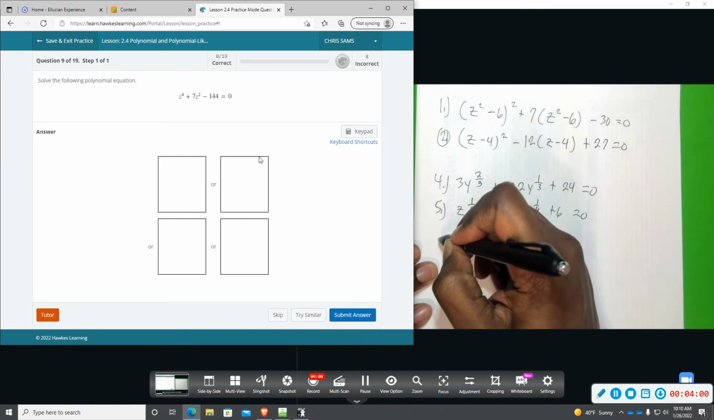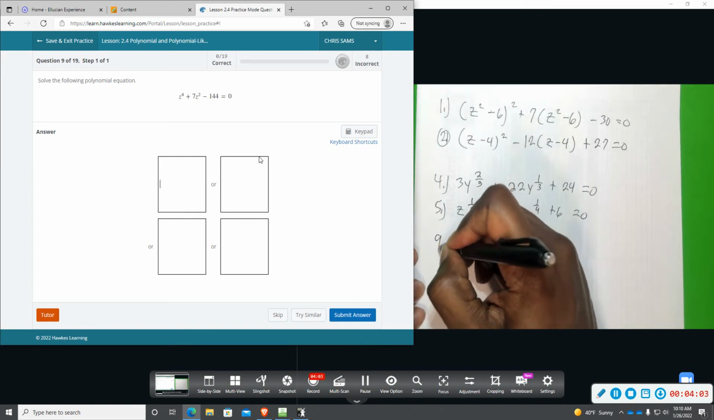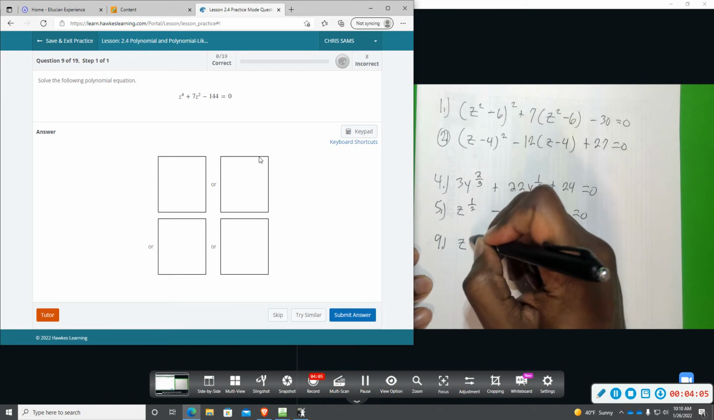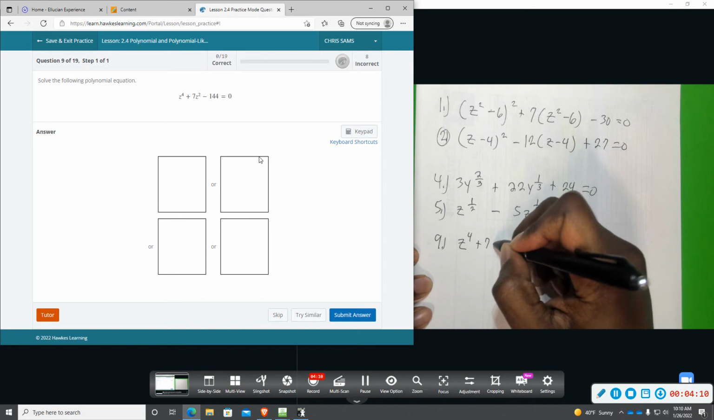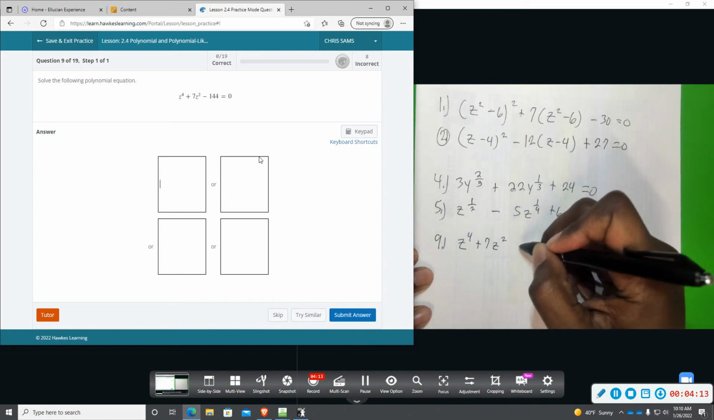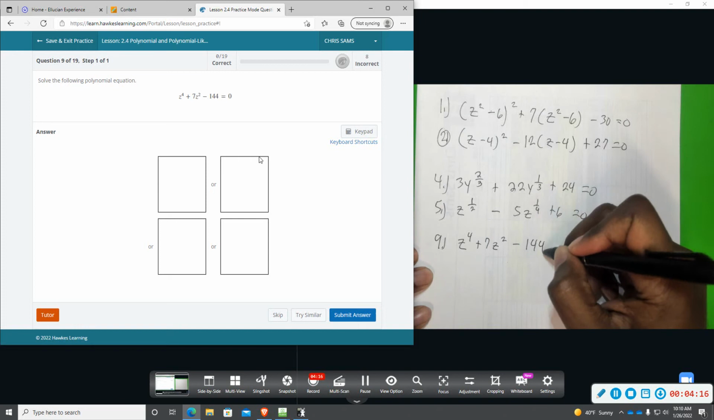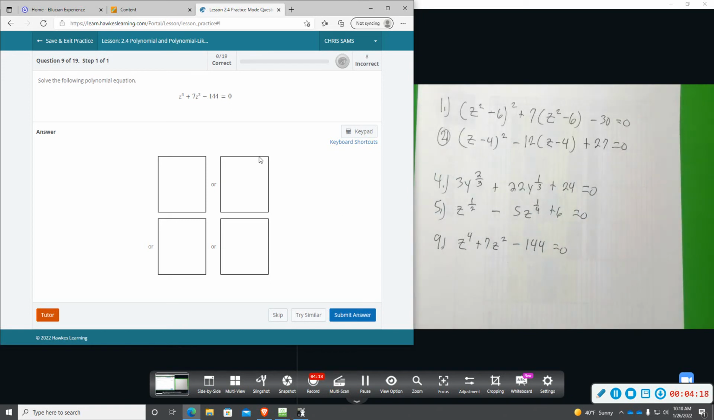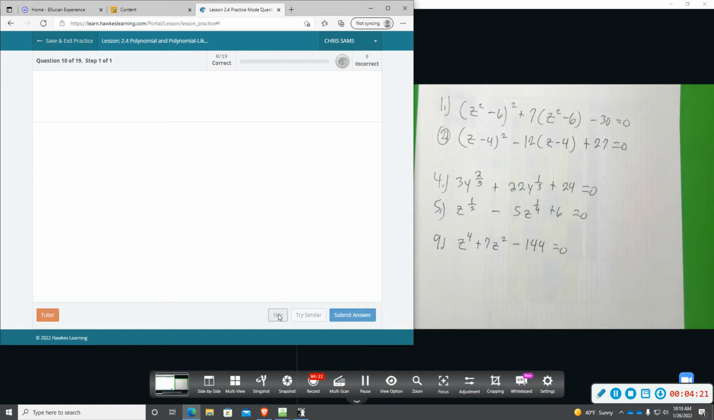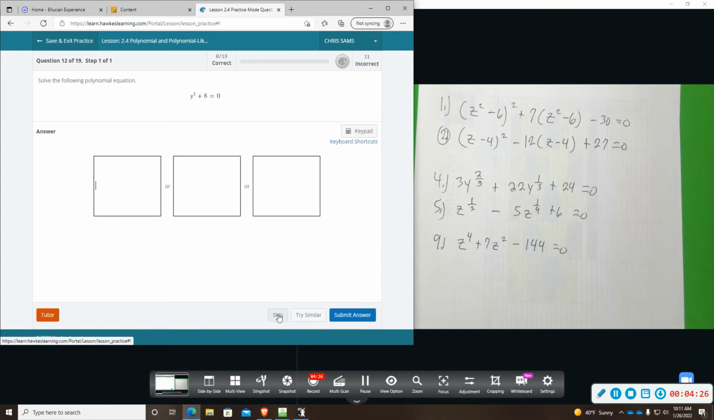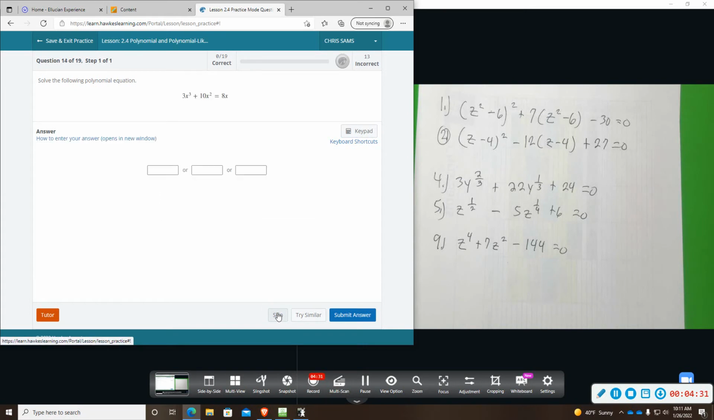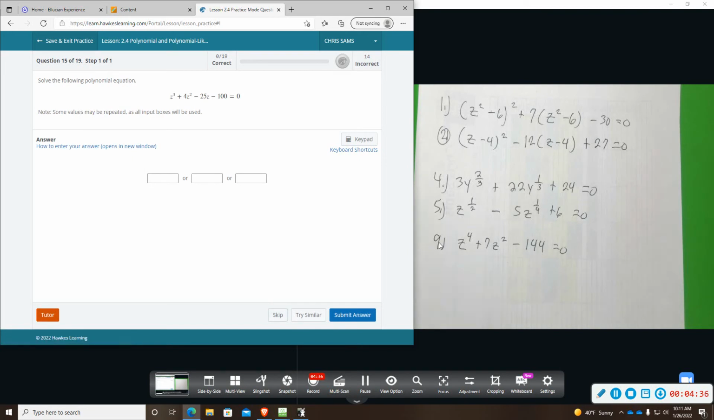Has bigger exponent than the 2. What number is this? Number 9. z to the 4 plus 7 z squared minus 144. Alright. I thought there was a couple more that looked really different. Okay, that might be it, because these are getting into some of the difference of cubes. Yes. Okay, so let's just pause there.